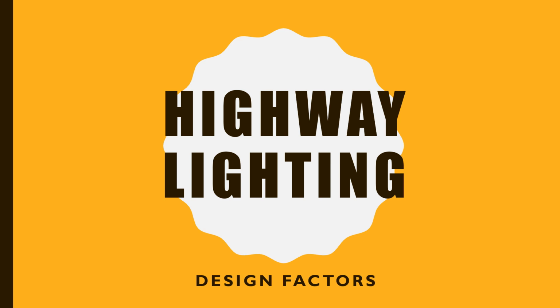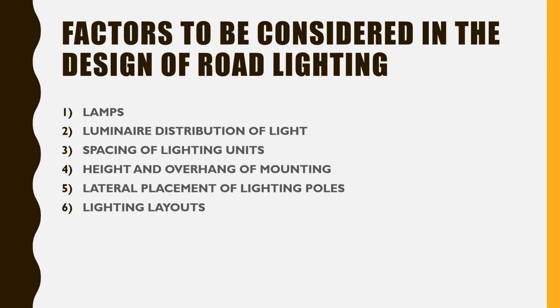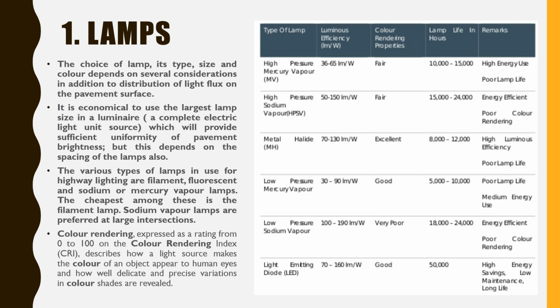Let's start with highway lighting: what are the design factors of highway lighting? The factors to be considered in the design of road lighting, we can divide into six mainly: lamps, luminaire distribution of light, spacing of lighting units, height and overhang of mounting, lateral placement of lighting poles, and lighting layout. One by one, let us see all of these. So let's start with lamps.